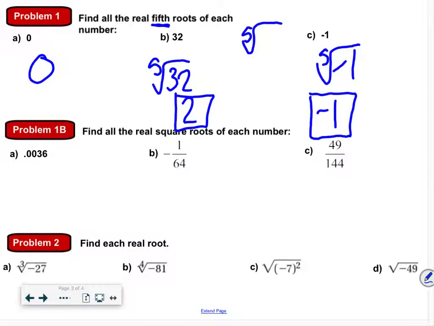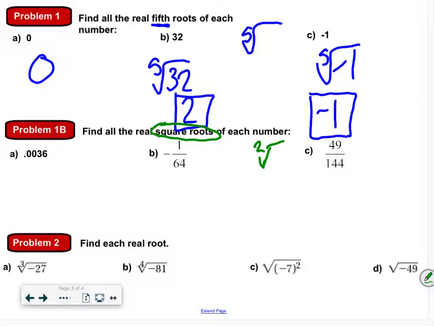Okay, square root. What number is going to go as my index if I have a square root? 2. Or don't write one at all, that's fine with me. Is 2 even or odd? Even. So how many solutions will I have? 2 or none. Good. How do I know if it's none? If it's negative, it's none.